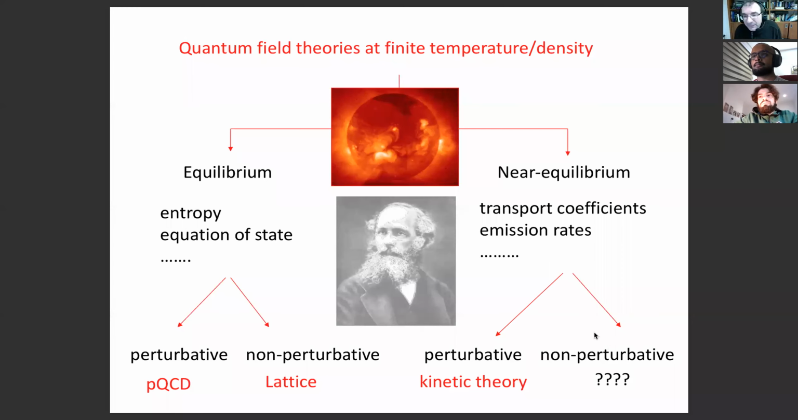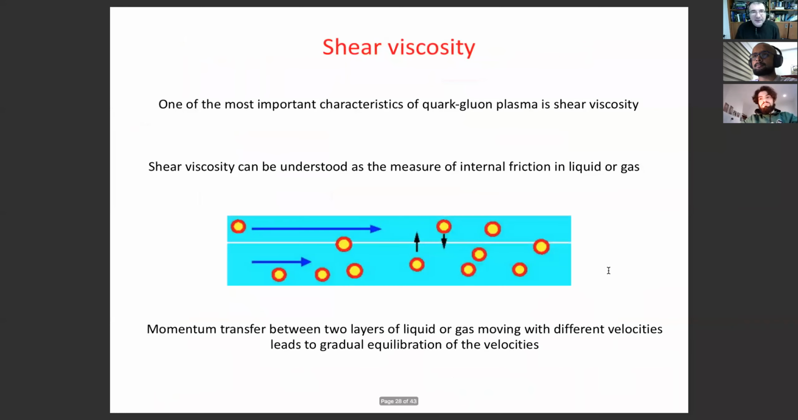So you are faced with the question of which method to use to say at least something about the transport coefficients of this state of matter. This is where holographic duality helps. Let me talk about a specific quantity, known as shear viscosity. Shear viscosity can be understood as a measure of internal friction in a liquid or gas.